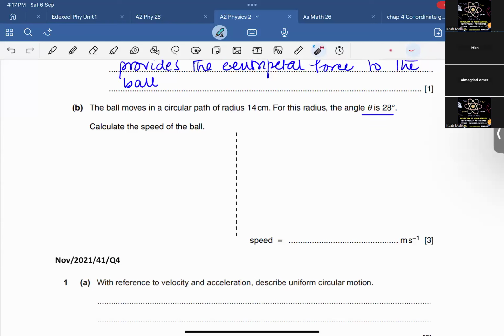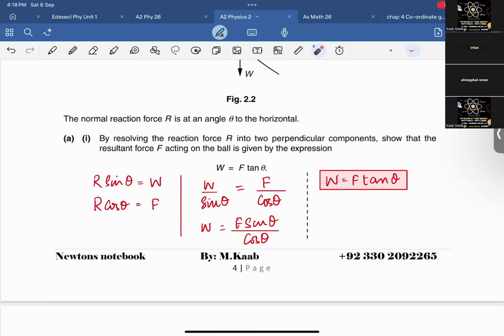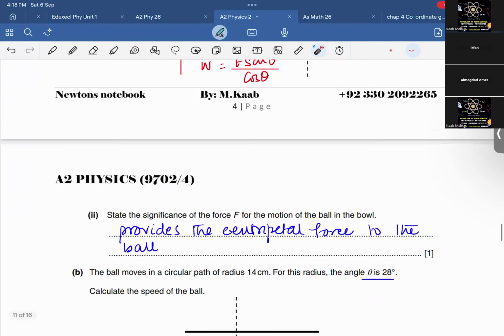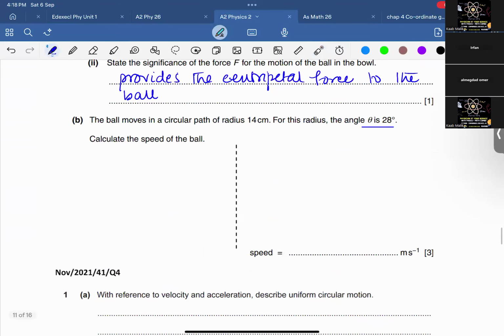We can't use that expression, right? We actually have to use this expression which we just found out. Okay, we can use this one. I was thinking the same. So W equals F tan theta.